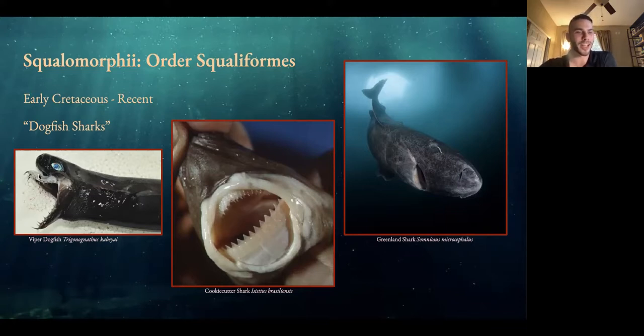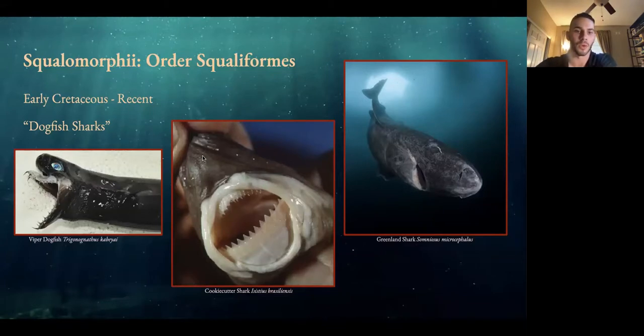And one such example of these weird specializations is the viper dogfish, Trigonognathus kabeyai. Look at those protruding jaws and those fang-like teeth. These are also bioluminescent. So within the Squaliformes, photophores have evolved, which essentially means that these are light-producing organs, which is a really fascinating trait that some of these deep water Squaliformes have.